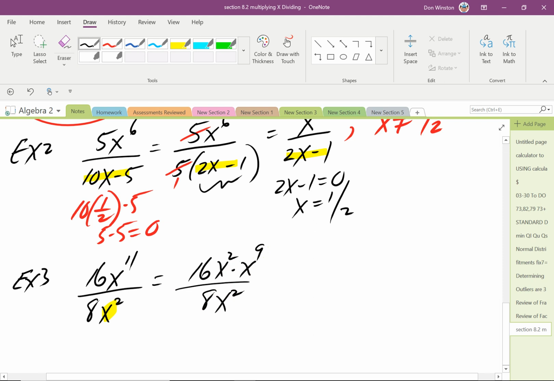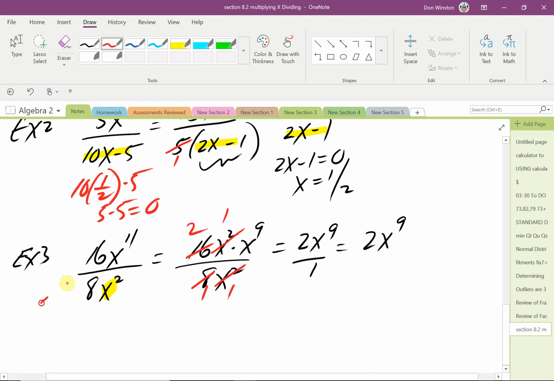Okay, now I see what I can cancel out. So 8 goes into 8 once, into 16 twice. x squared goes into x squared once, and x squared goes into x squared once. And so what do I have left over? I have 2 times 1 times x to the 9th. So this is going to be 2x to the 9th over 1, which is just equal to 2 times x to the 9th. And again, my domain restriction is from where I started, so I see that I can't have 0 for x. So my domain restriction then is x not equal to 0.